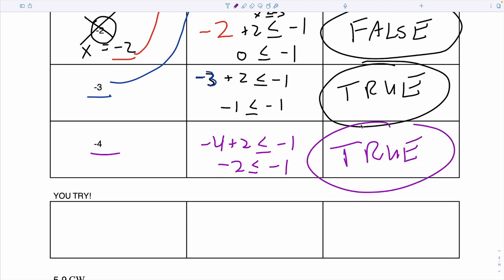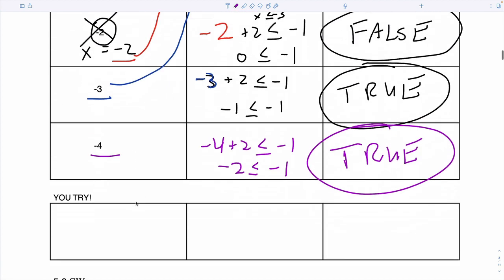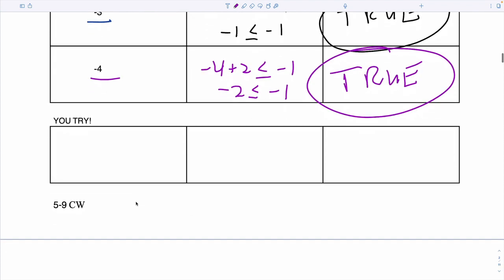I want you to make your own number. Try any number that you want. Plug it into the inequality. You could choose negative 5. You could choose 0. You could choose 5. Write the number that you're guessing with here. Solve it to see if it's true, and write true or false.